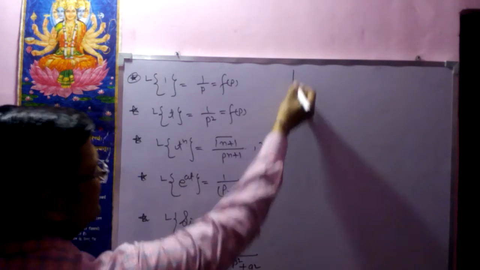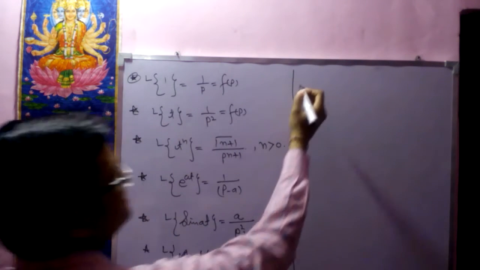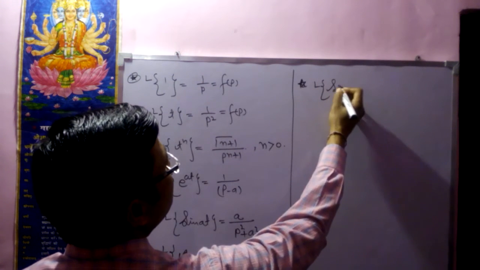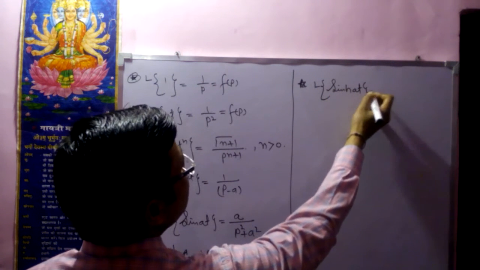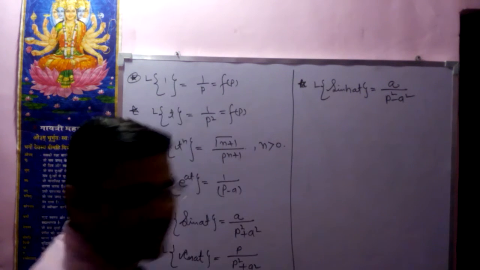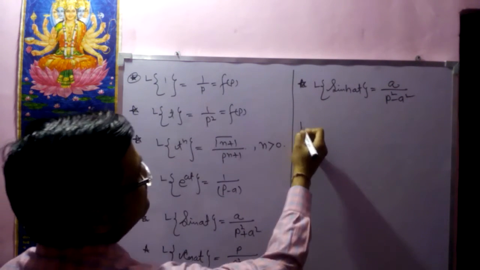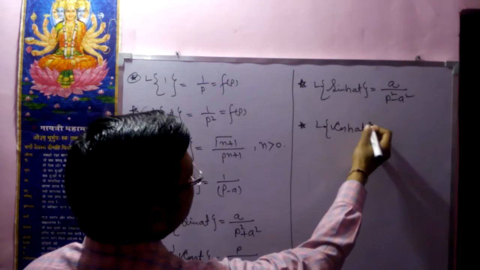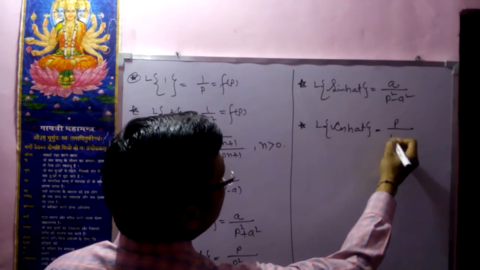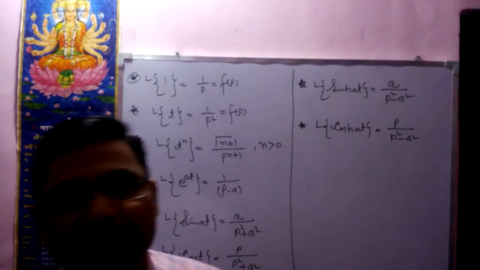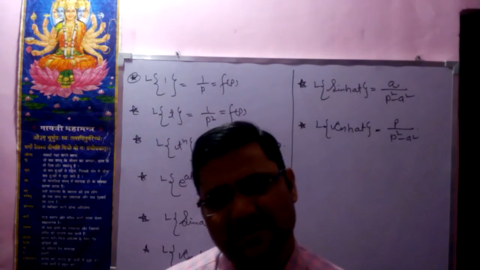Also we can find another property of the Laplace transform just like this. The Laplace transformation of sine hyperbolic at is equal to a upon p square minus a square. And the Laplace transformation of cos hyperbolic at is equal to p upon p square minus a square. This is the eighth, simple property of the Laplace transform.